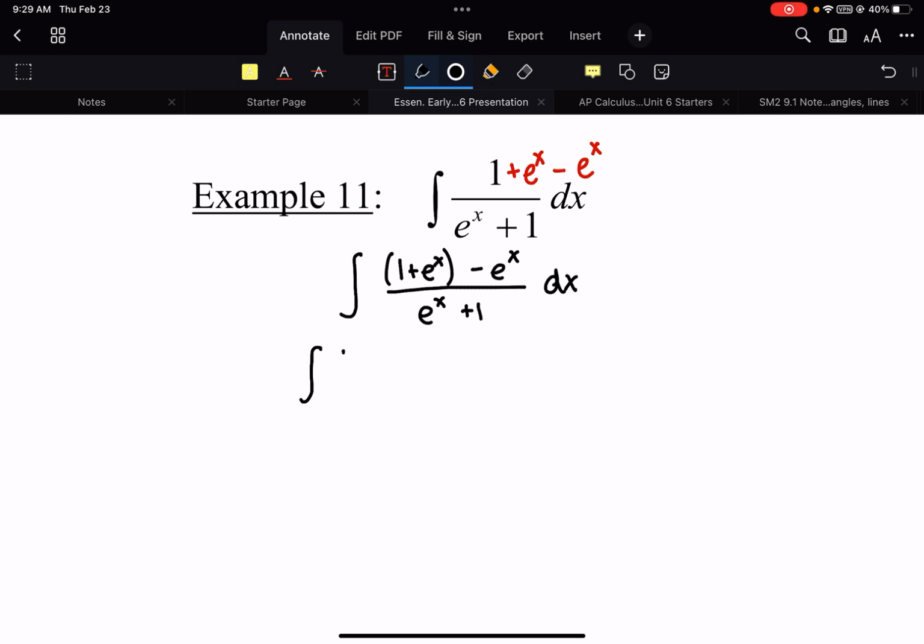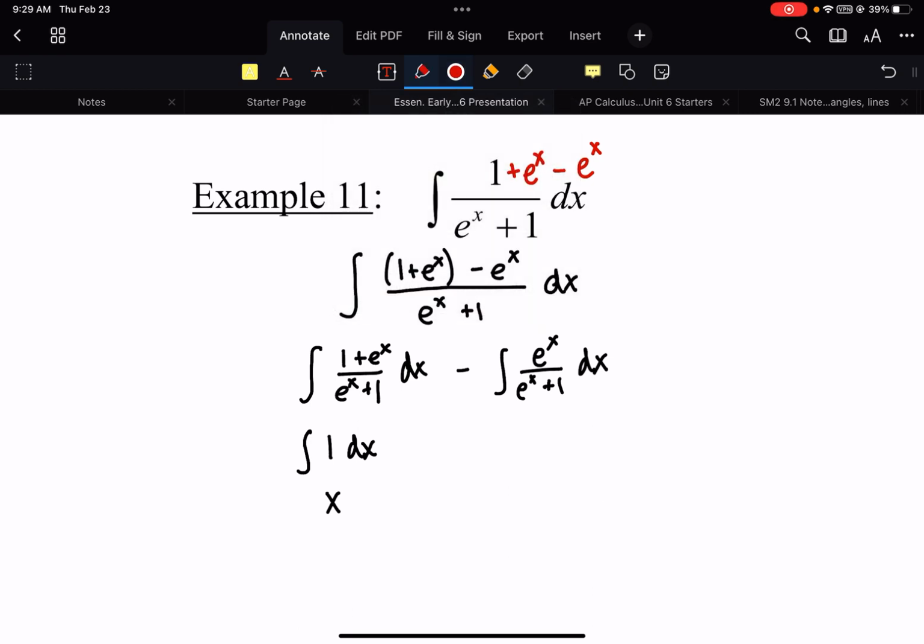I'm going to have the first one, 1 plus e to the x over e to the x plus 1. So just that first parentheses over the denominator. And then minus the integral of e to the x over e to the x plus 1 dx. And then we're going to treat both of them as separate integrals. So this first integral is really nice. You'll notice the top and the bottom are the same. So it's just the integral of 1, which is just going to be x. So the first one, nice and easy.